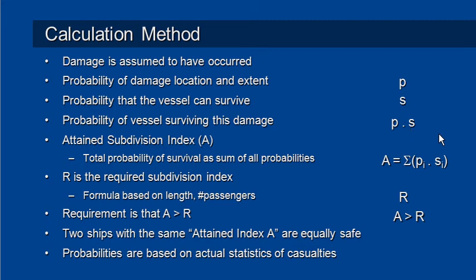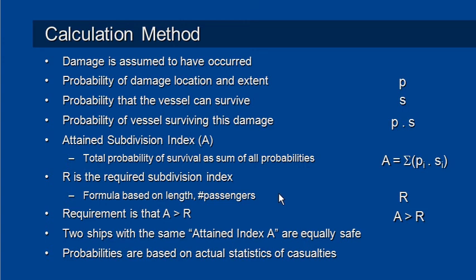If we look at a number of different damage scenarios, we can then sum them all together. And so we sum a combination of the probabilities of damage and the probabilities of survival. We add all those together and we get a total probability of survival. This is called the attained subdivision index and is commonly labeled as A. We compare this to a required subdivision index R.